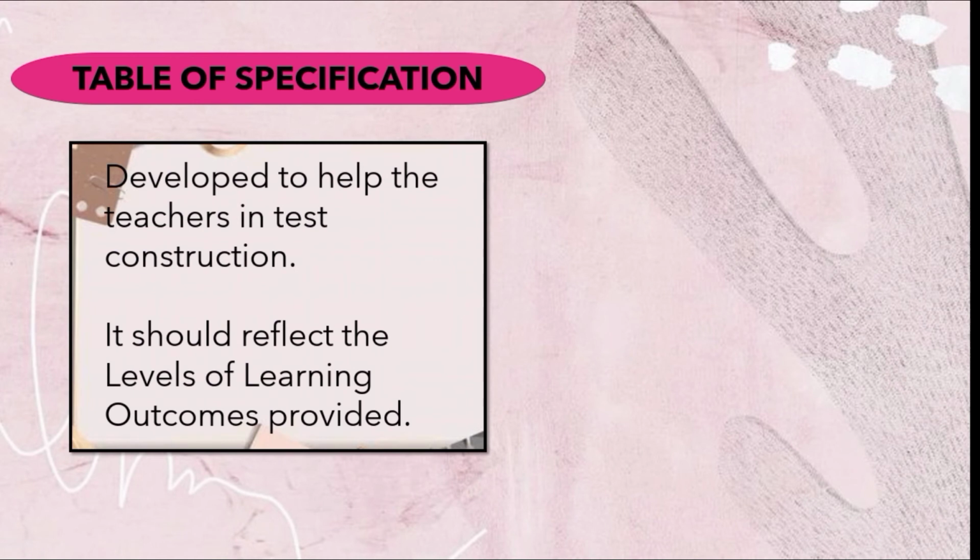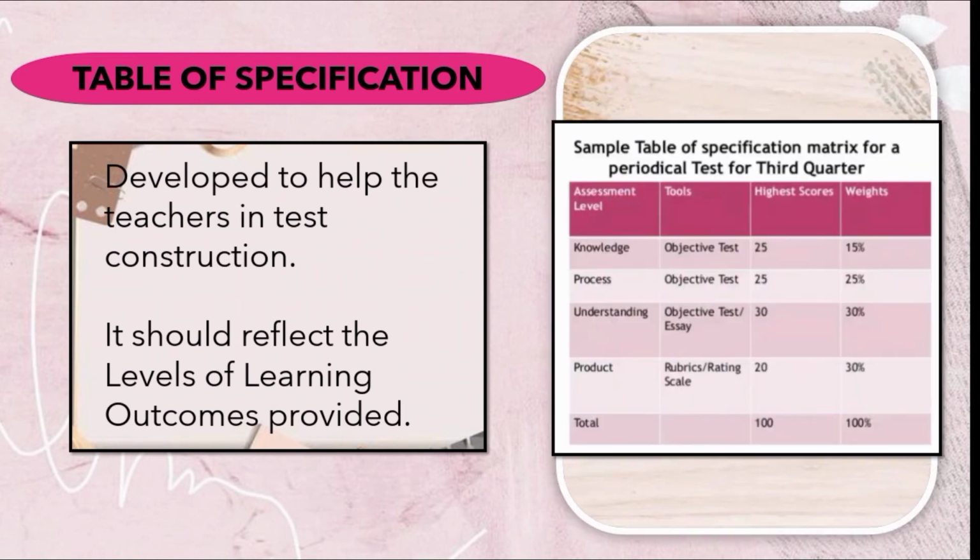We have here the table of specification. If you also have the assessment learning 1, or a subject that requires you to make a table of specification, then you have an idea for this. So the table of specification is developed to help the teachers in test construction. It should reflect the levels of learning outcomes provided.